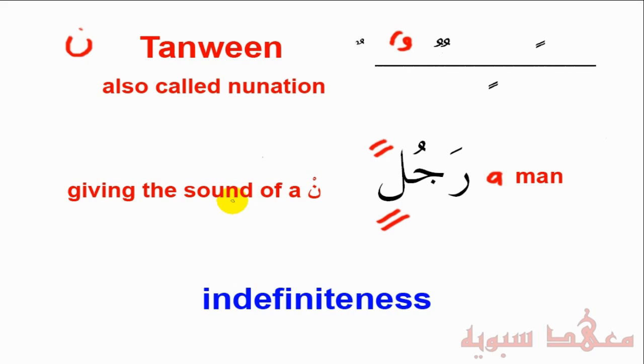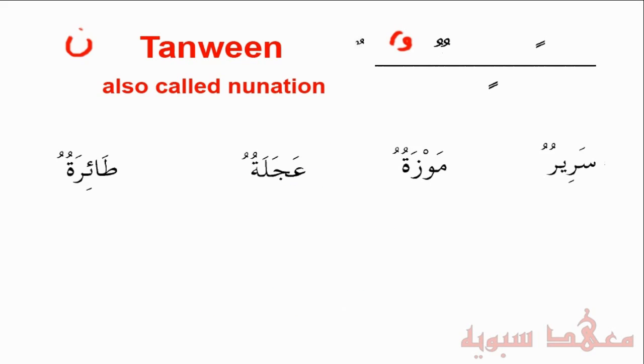Now let's go through some words with tanween. Okay, we have these four words. So the first one is sarirun. So you see the tanween here. Next one is mawzatun. Third one, ajalatun. And lastly, ta'iratun. So notice the un sound at the end.